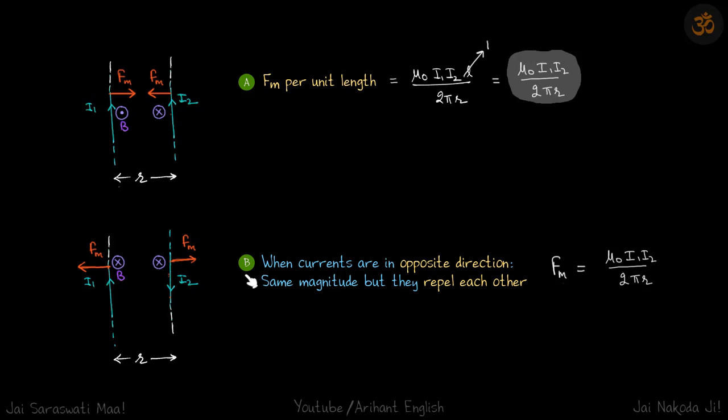Now in second case, if we reverse the direction of one of the currents, then if you use right hand thumb rule, you will see that the forces are repelling. But the formula is going to be same. So the value is same, just the directions are different. So when currents are in opposite directions, same magnitude, they repel each other.